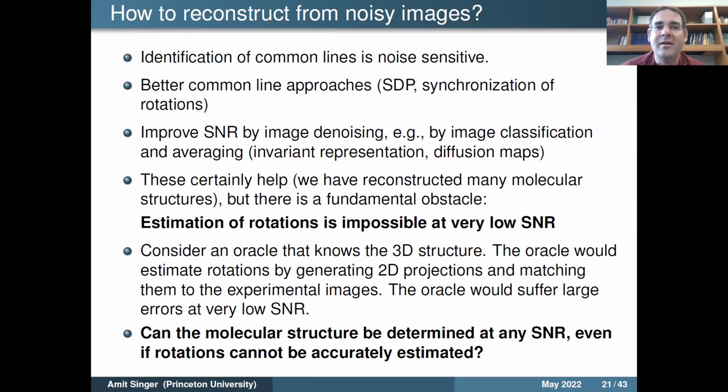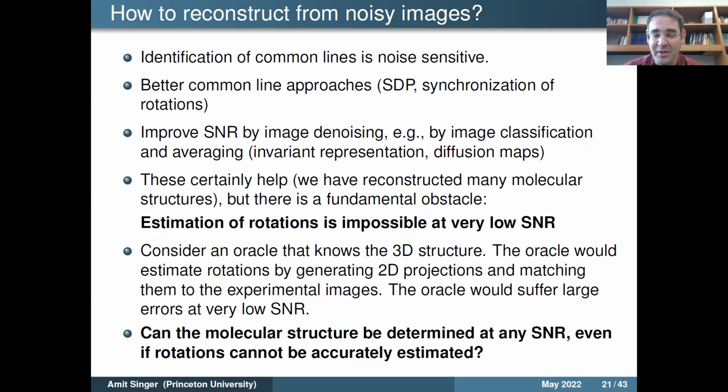On the other end, you can also try to improve the signal-to-noise ratio by doing some clever image denoising. For example, if you have very large data sets, then images that correspond to similar viewing directions, if you can identify and rotationally align them and average them, then you can boost the SNR. Again, there are beautiful methods to do that using invariant representations of the images and using dimensionality reduction techniques like diffusion maps.